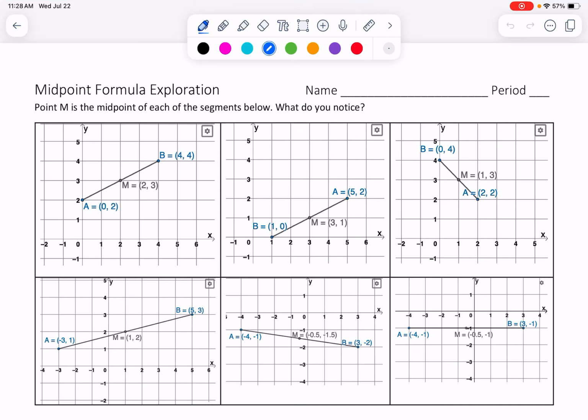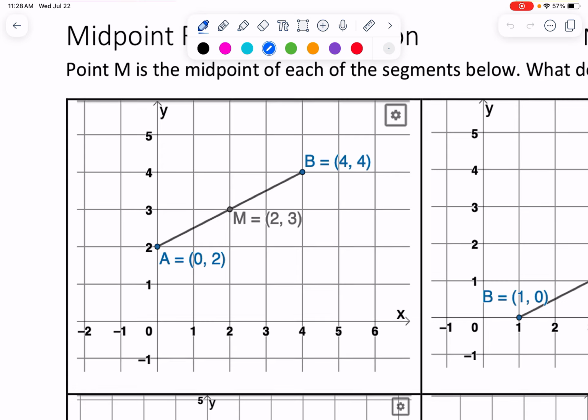Okay, so point M is the midpoint of each of the segments below, and we want to figure out what we notice. So in this first example, M is the midpoint. It is exactly smack dab in the middle, halfway in between points A and B. So what makes point M be halfway between points A and B?